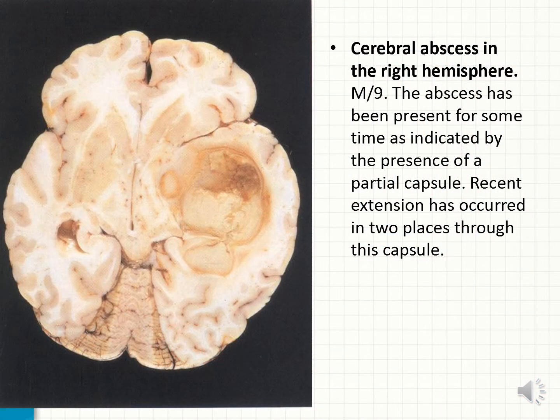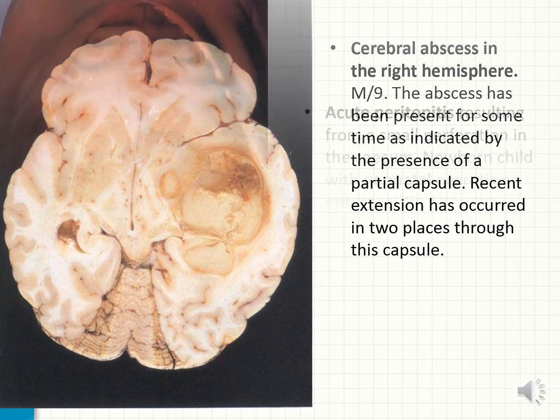The next picture is a cerebral abscess in right hemisphere. We see the brain of male patient, 9 years old. The abscess has been present for some time, as indicated by the presence of the partial capsule. Recent extension has occurred in 2 places, here and the second one, through the tiny capsule of the abscess.